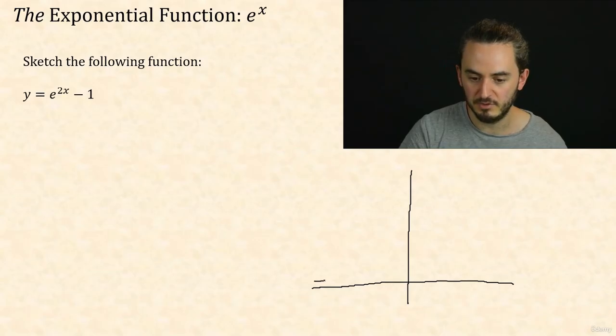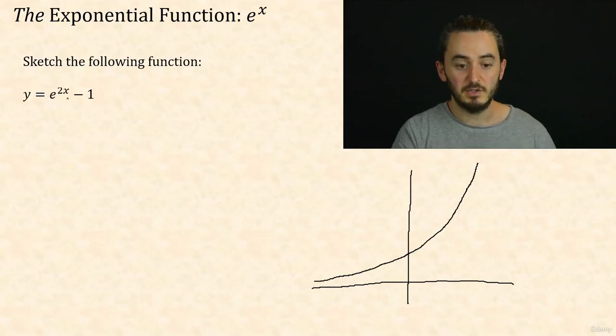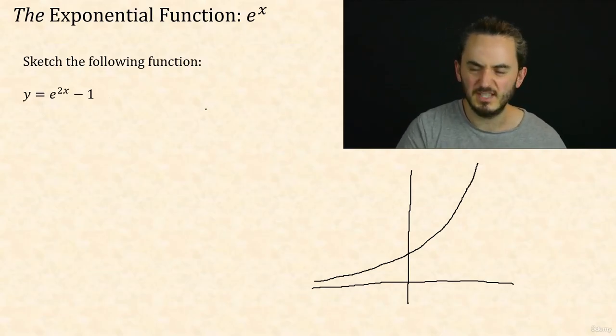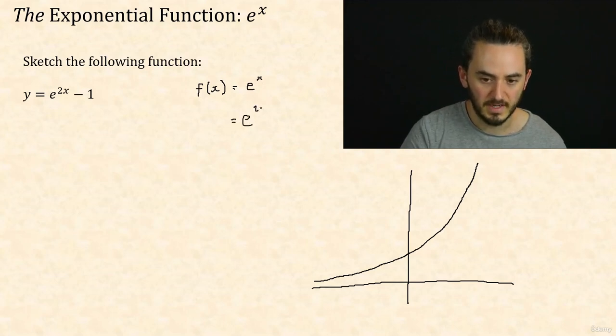It's bigger than 1, so it's just exponential growth, so that's what it looks like. So what does it look like to have e to the 2x minus 1? Well, e to the 2x, let's actually just build this up. If f of x is e to the x, then e to the 2x is f of 2x.